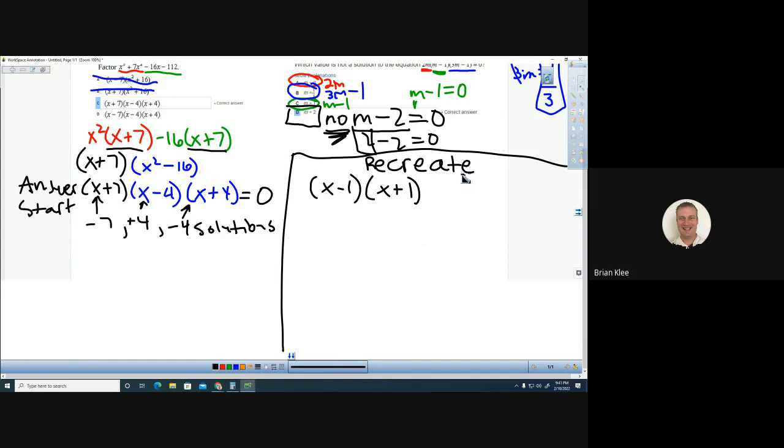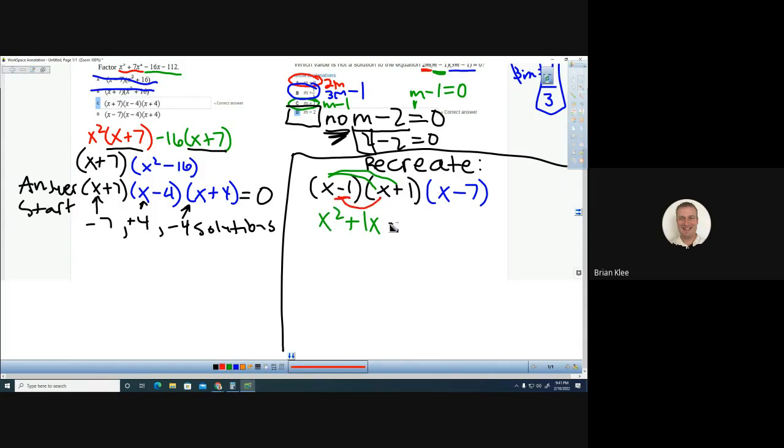Okay? You will know your answer. And then let's go with x minus 7. So for your recreate problem, first write down the 3 factors. Second, do your multiplying. X times x is x squared. X times positive 1 is plus 1x. We're multiplying, we're distributing, we're FOILing, whatever name you want to call it.